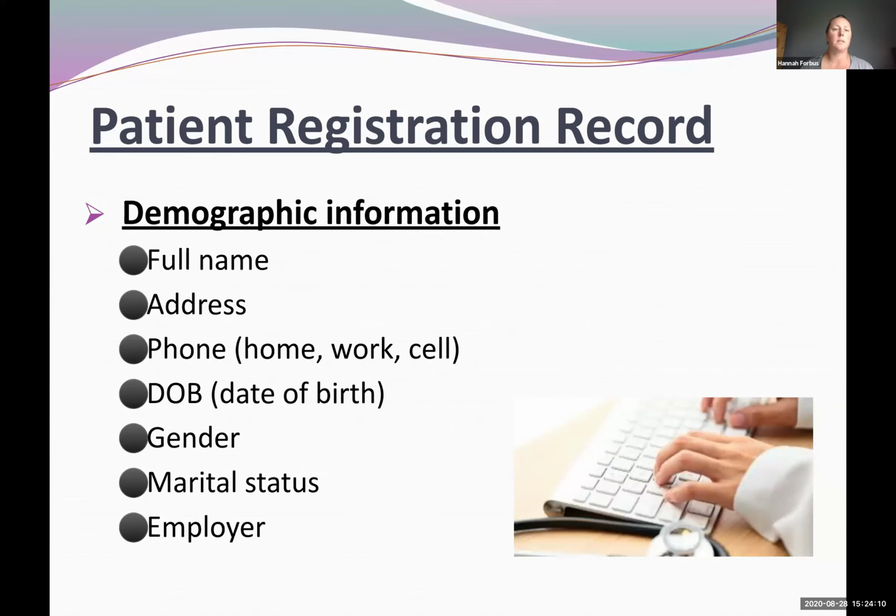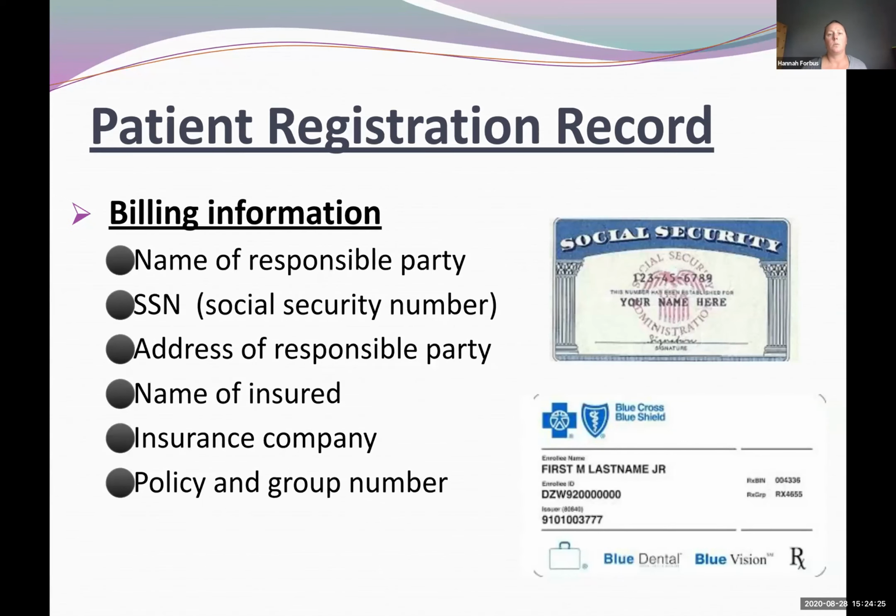Demographic information consists of the patient's full name, address, phone, such as home, work, and cell, their date of birth, their gender, marital status, and their employer. It will also consist of the billing information, which is the name of the responsible party. So that would be the name of the insured. So for example, I am under my husband's insurance, so he is the responsible party, okay?